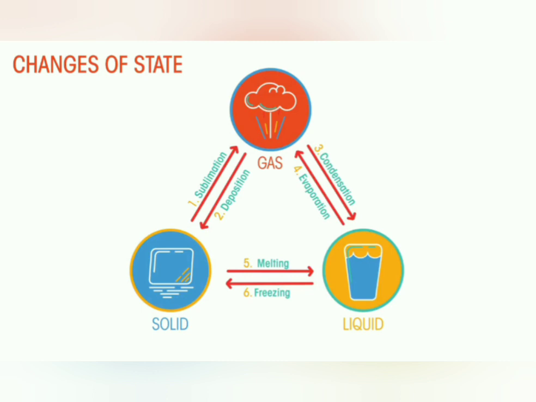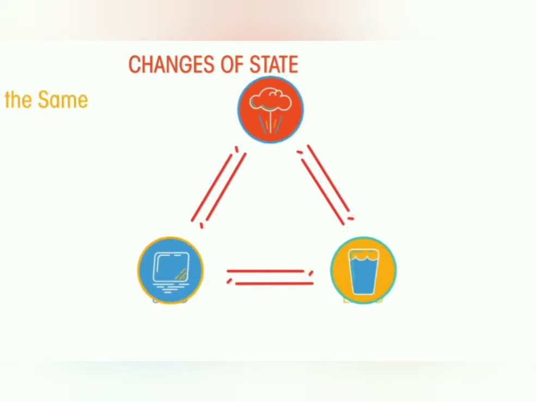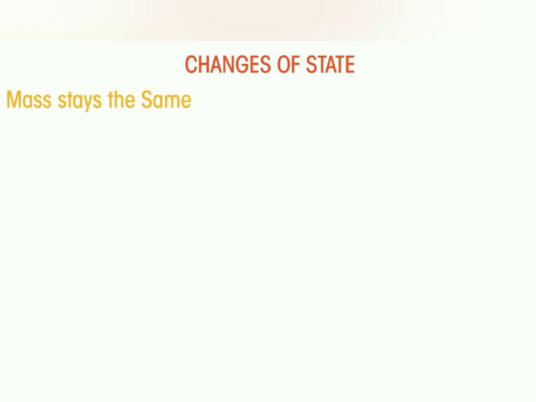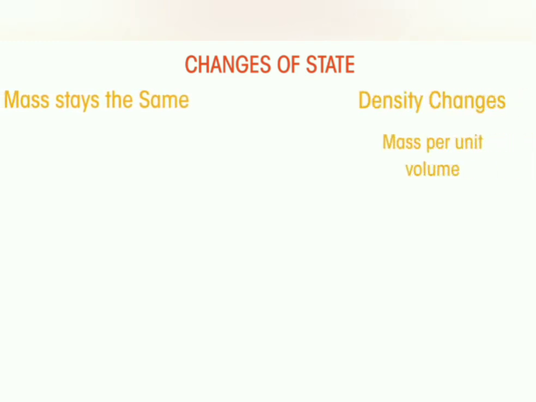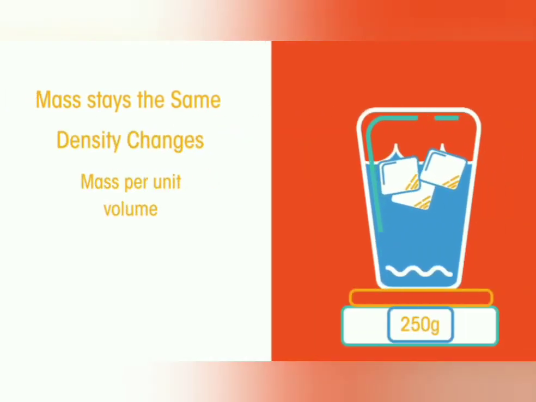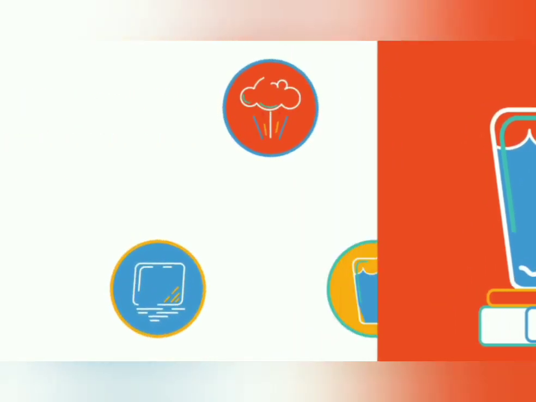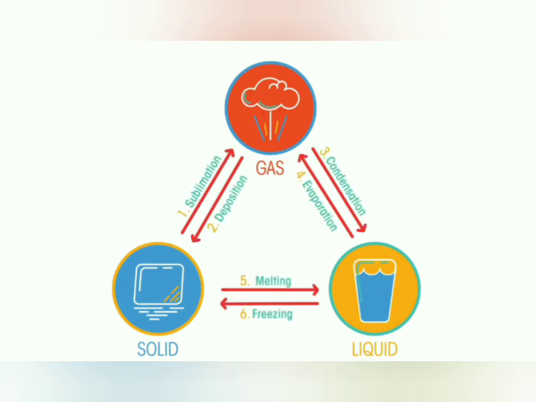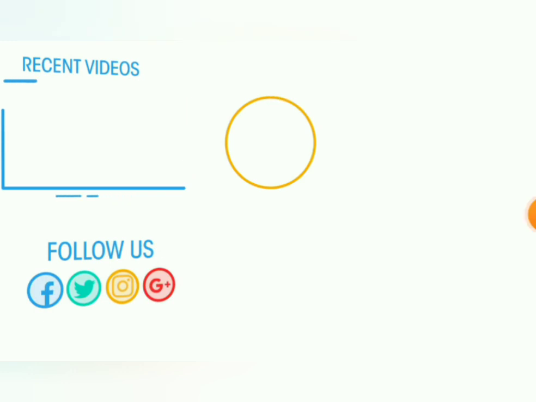Our final thing to discover is that when a material changes states, the mass stays the same. The density changes, so the mass per unit volume, but the mass does not change. Our glass of nice cold Coke weighs the same whether the ice is solid or when the ice has melted. So there we have the changes of state. Just remember that the mass stays the same, whatever the state. If you liked the video, give it a thumbs up.